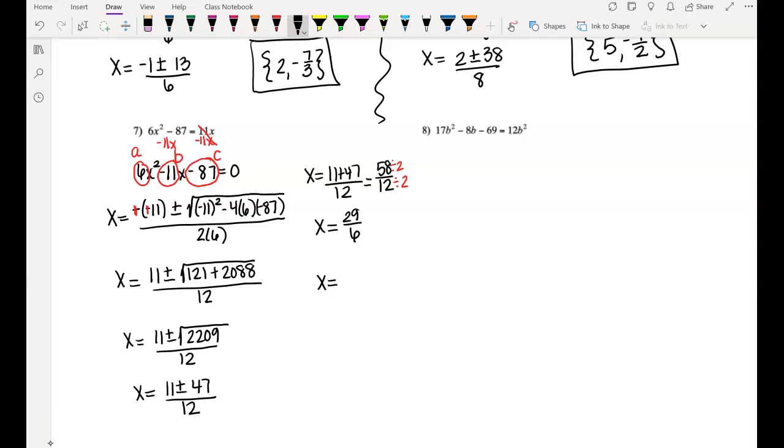And then x equals 11 minus 47 over 12, negative 36 over 12, x equals negative 3. So my solution set is 29/6 and negative 3.